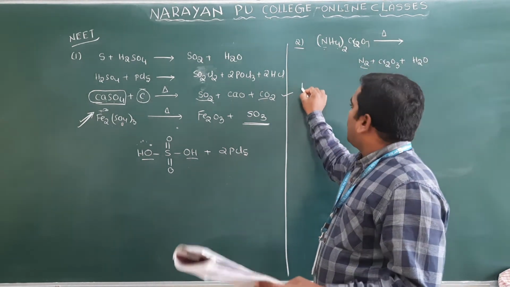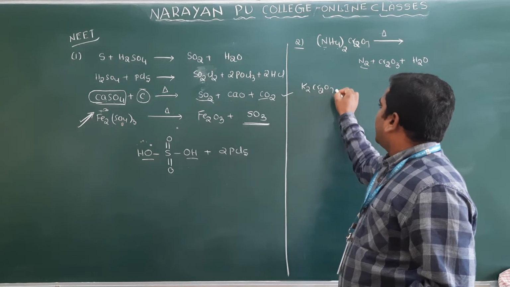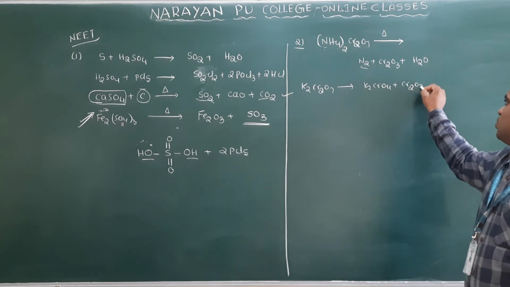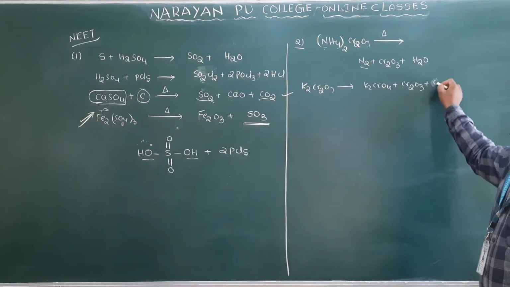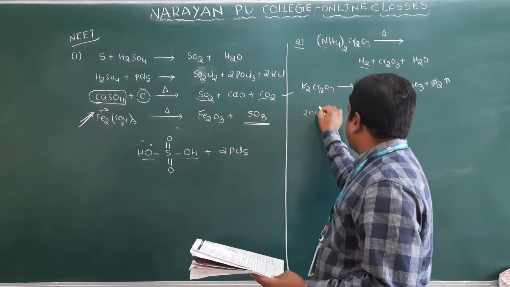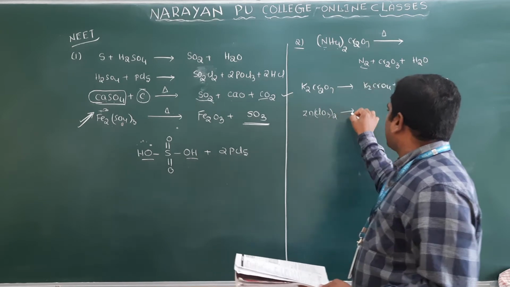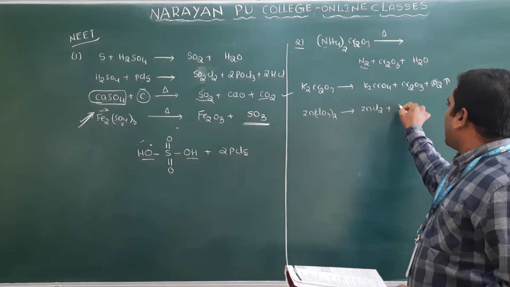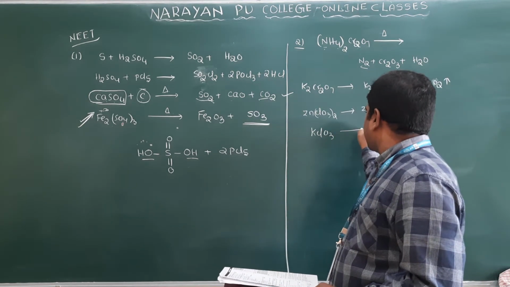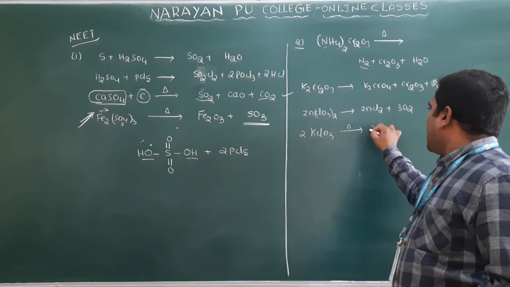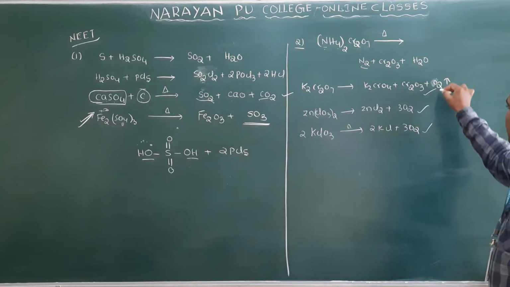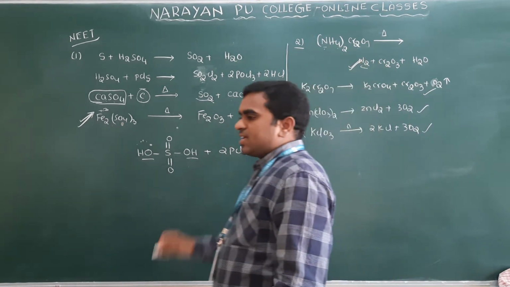If I take potassium dichromate and heat it, you will get K2CrO4 and Cr2O3 plus oxygen. Clear? Next, the chlorate: 2 moles of it will give ZnCl2 plus 3 moles of oxygen. In the same way, KClO3, which we also discussed, if you heat 2 moles, you get 2 KCl plus 3 O2.